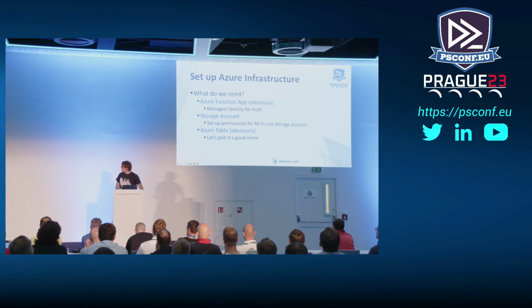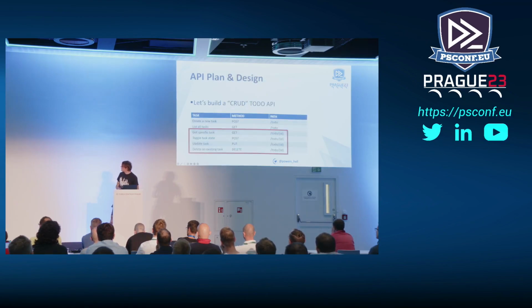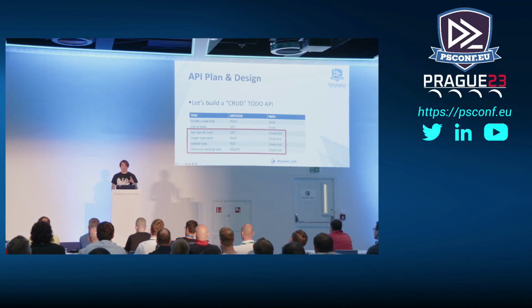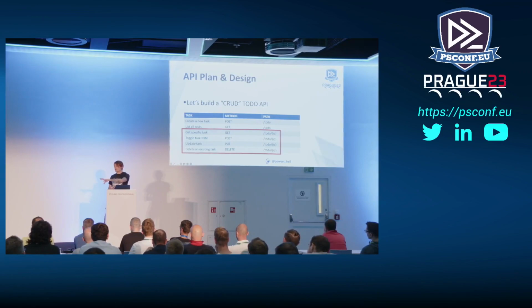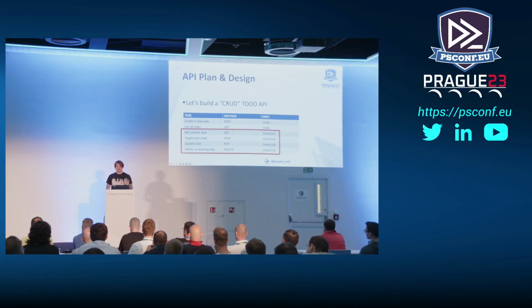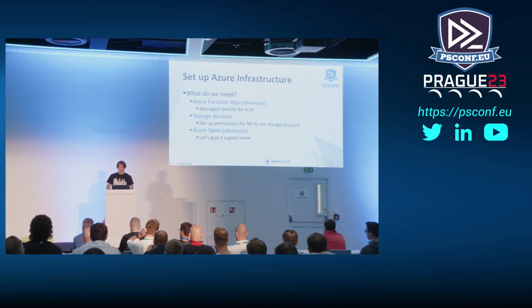Cool. Let's go back. All right, so again, get, post, put, and delete on specific items are their own function app. So we'll have one thing for all the items and new items, and then we'll have another thing for specific items based on the ID of the value. Okay, so what do we need for this?